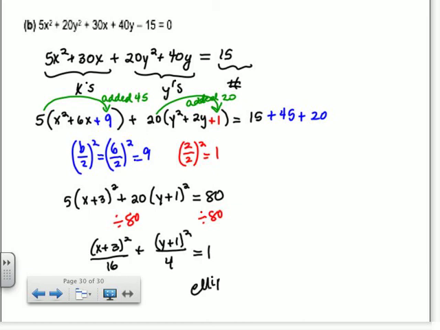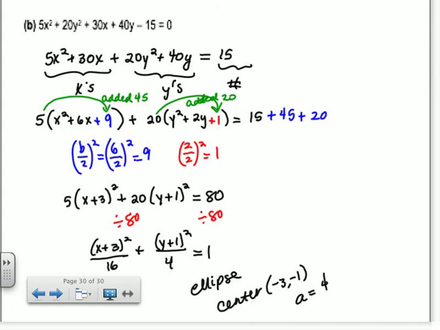equals 1. So when it's an ellipse, the center of the ellipse is -3, -1. Your a value. Now notice for an ellipse, you could have these in either order. Like you could have had the y squared first. So be careful in the ellipse. What's a? A is 4. It's the bigger one.